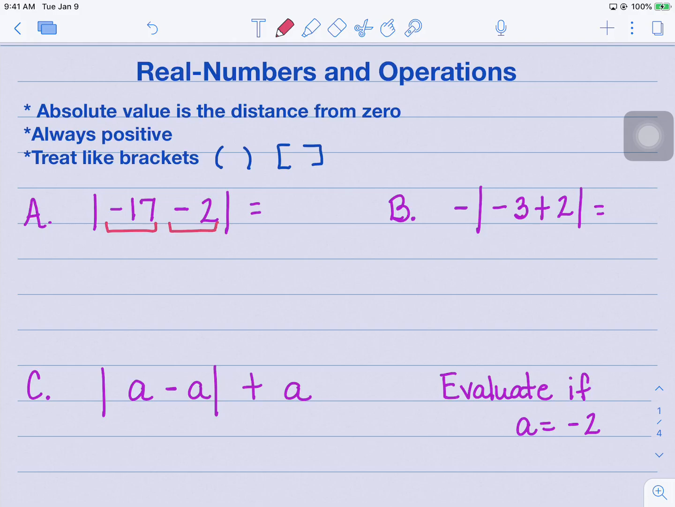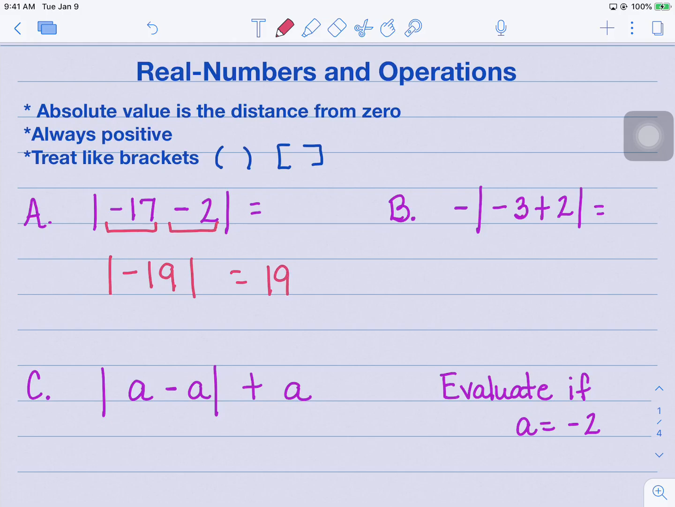So I'm going to rewrite, keeping my absolute value, because I'm just simplifying inside. So I have a negative 19. And then when I look at the absolute value of a negative 19, we know that's going to come out as a positive. That's going to give us the value of 19. All right, let's look at B.